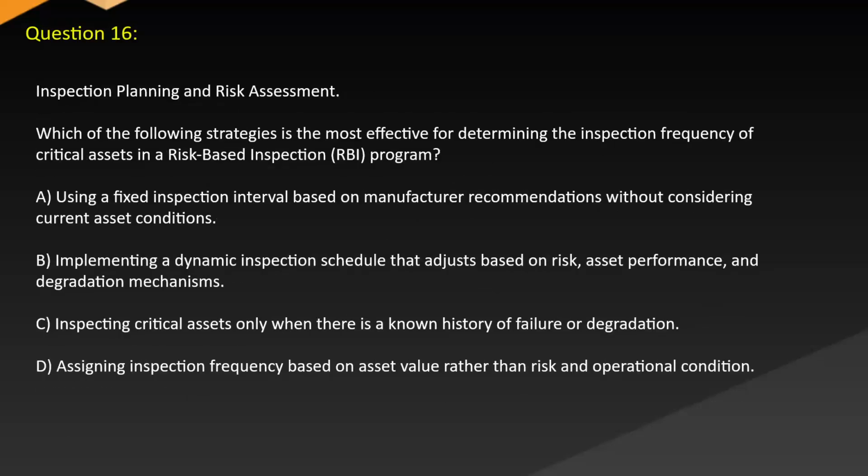Question 16. Inspection planning and risk assessment. Which of the following strategies is the most effective for determining the inspection frequency of critical assets in a risk-based inspection (RBI) program? A. Using a fixed inspection interval based on manufacturer recommendations without considering current asset conditions. B. Implementing a dynamic inspection schedule that adjusts based on risk, asset performance, and degradation mechanisms. C. Inspecting critical assets only when there is a known history of failure or degradation. D. Assigning inspection frequency based on asset value rather than risk and operational condition.